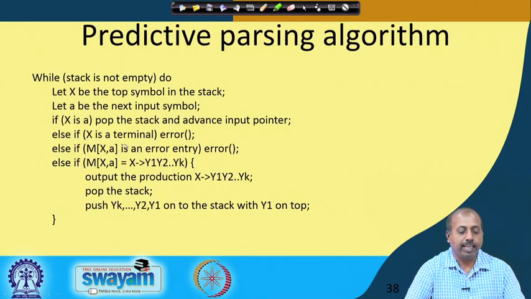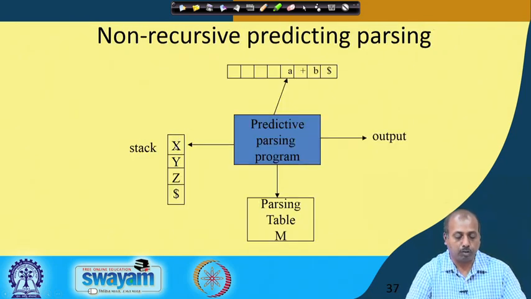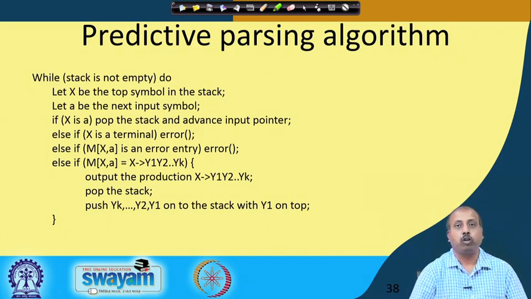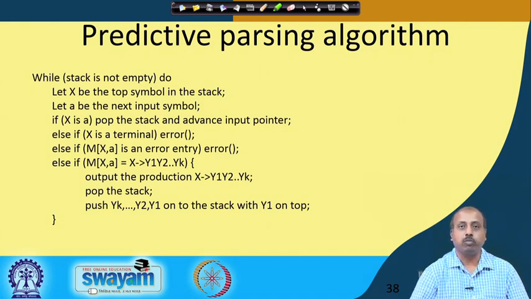Else, if x is a terminal, then error. That is, if the top of the stack contains a terminal and it does not match the terminal that you have as the next input, then there is an error. You are expecting, say, b here and you are getting a at the next input. So, that will be an error condition. We have excluded the possibility that the top of the stack contains a terminal symbol. If the terminal matches with the input, it is fine. If the terminal does not match with the next input, then that is an error.